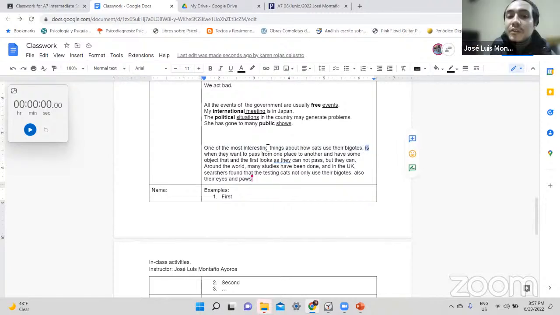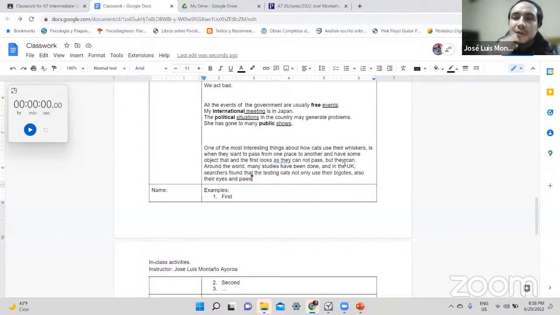So it's going to be one of the most interesting, right? Remember, the pronunciation is going to be more like in this part, interesting. So one of the most interesting things about how cats use their, this is a specific name, all right, is whiskers. Whiskers. Bigote actually is only for people, right? You say mustache, the mustache, for people.